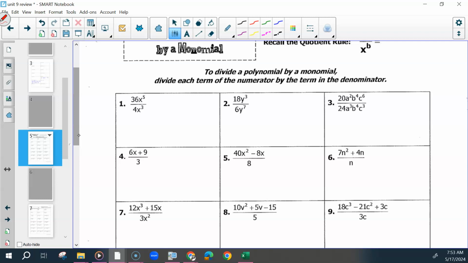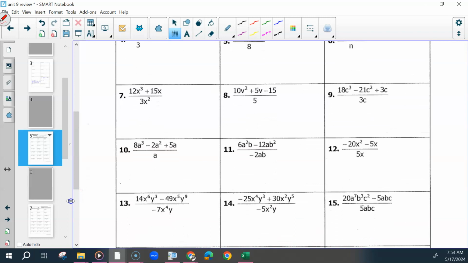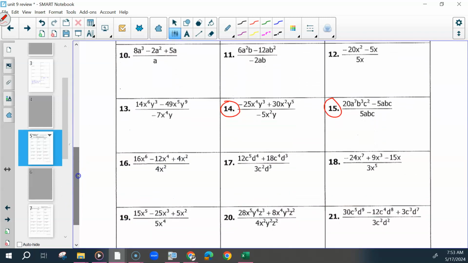14. Alyssa, which one did you say? 14. So with this, you could do this one of two ways. Either separate it or factor out the GCF. I'll do one way and one the other. If I wanted to separate this, I would just rewrite it with each term over the denominator.